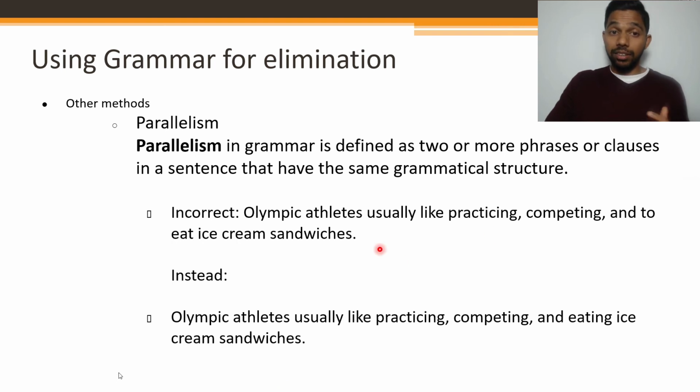So this is where, because you have practicing and competing mentioned in the list, you also need to have eating mentioned in the last item and not to eat. So either this could be the correct answer, or it could be: Olympic athletes usually like to practice, to compete, and to eat ice cream sandwiches. So it needs to be ing all throughout, or the to verb form all throughout.